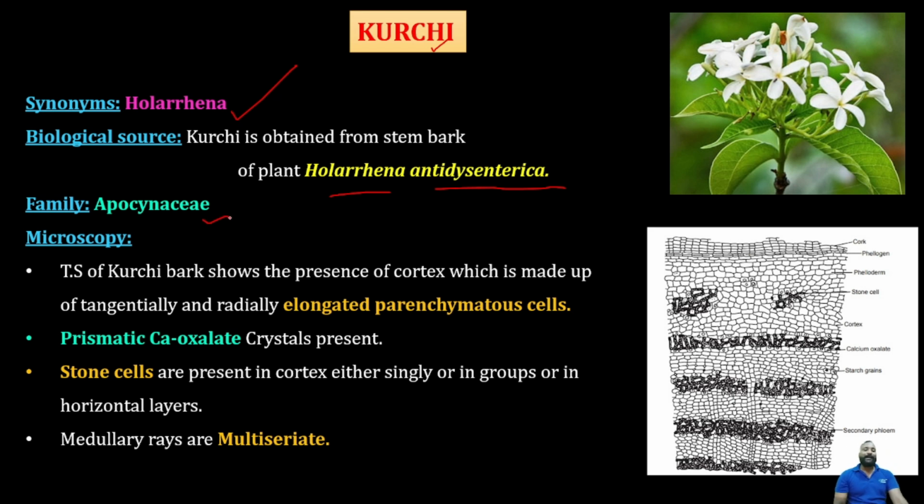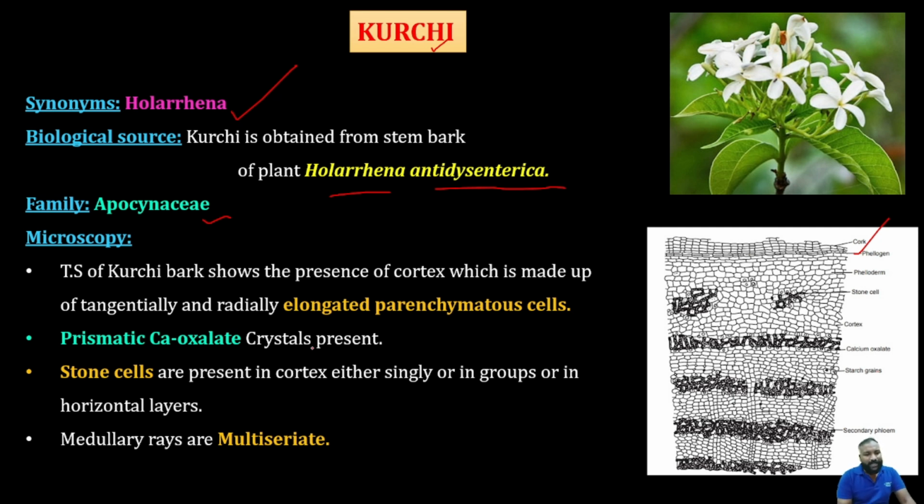Coming to the microscopy, as I said in the last session, whenever you look at any bark, stem or root, you should remember that only specific parts will be present. If it is a stem, it should definitely have bark. That bark consists of the outermost layer, the cork, then phloem, phelloderm, cambium and cortex. These are very common features of a bark or stem, because the bark is a part of the stem.